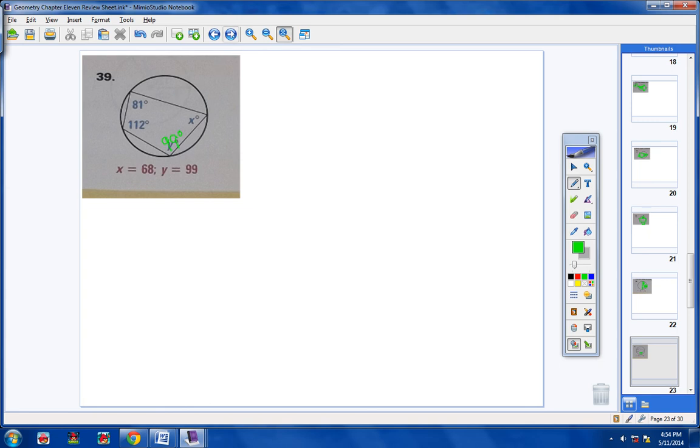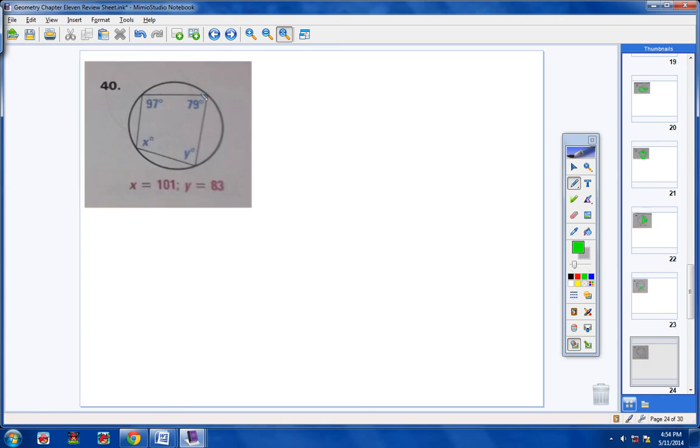Let's take a look at number 40. Okay, exact same thing again, so I'm going to go a little faster. All right, here we go. If this is 79, this must be 101, because 101 plus 79 is 180. If this is 97, then this must be 83 degrees, because 83 plus 97 is 180. Now this is only true when you have a quadrilateral, a four-sided polygon, inscribed inside of a circle. Okay?